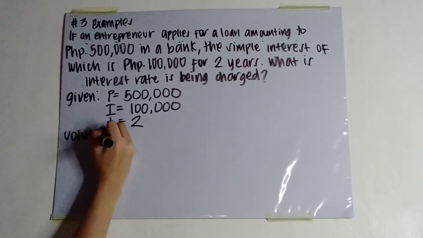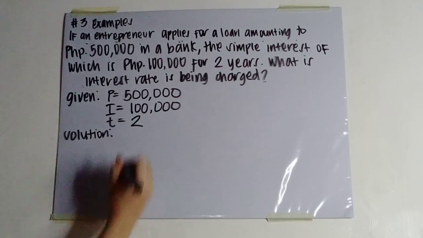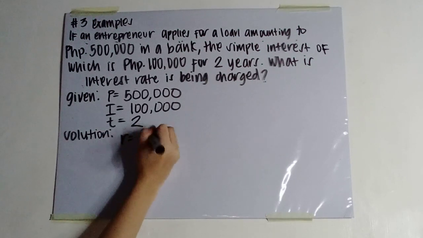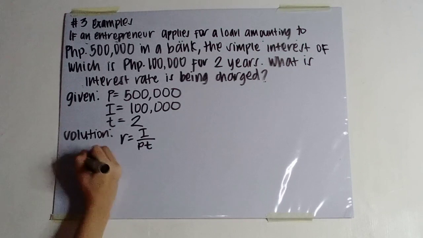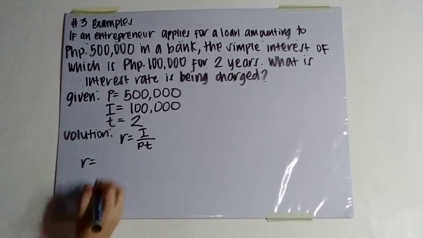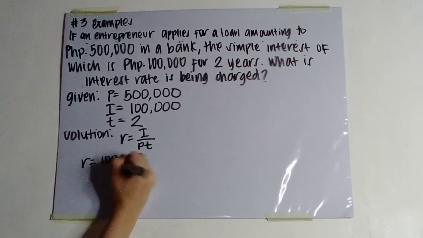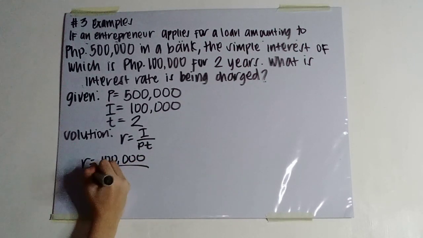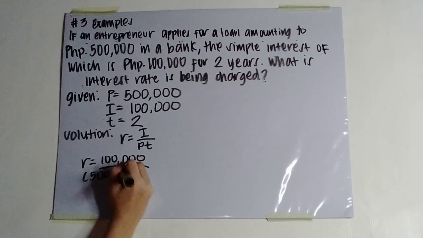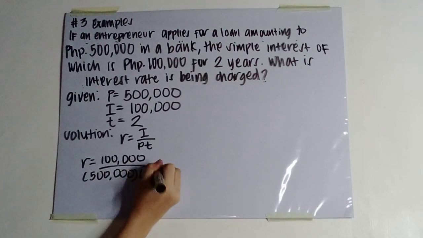So write the solution. So the formula for finding the rate is R equals I divided by P times T. So the interest is 100,000 pesos divided by 500,000 pesos times 2.